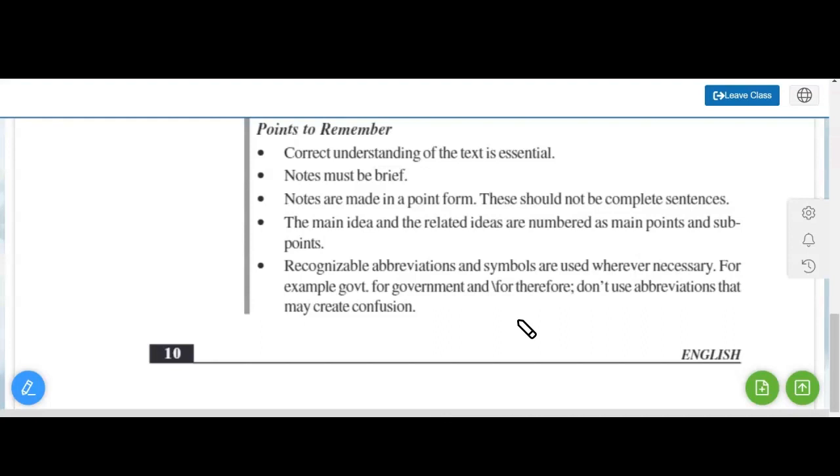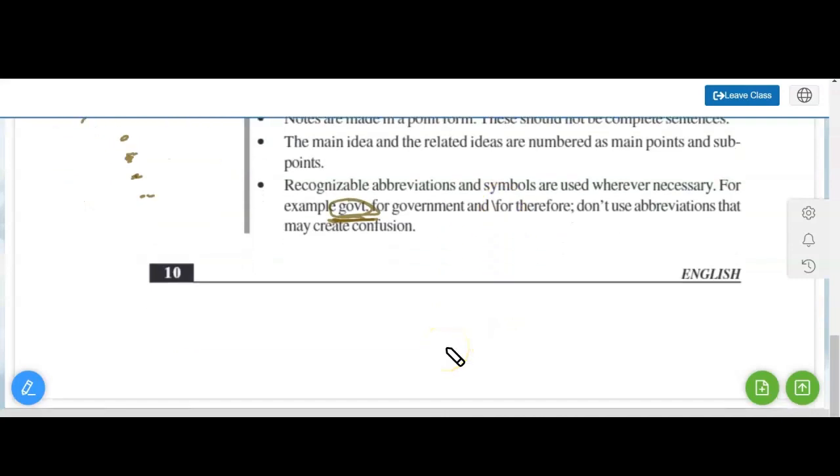The main idea and the related ideas are numbered as main points and subpoints. Like if you go for flowers, then you write under flowers the subtopics, which are the different flowers, their characteristics, and all those things. Recognizable abbreviations: if you use abbreviations, they should be understandable. You can see here an example: GOVT is usually used for government. Don't make things complex and confusing.